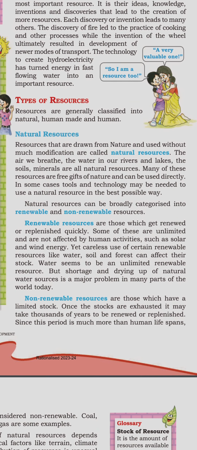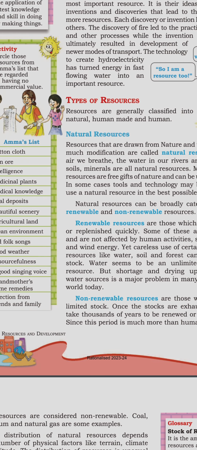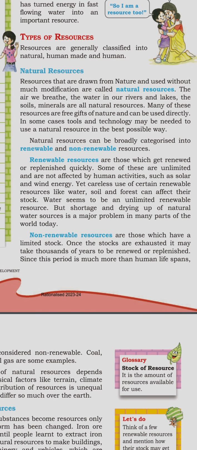So what are the types of resources? We will now study the types of resources. Natural resources first. Write down the first classification. Resources that are drawn from nature and used without much modification are called natural resources.